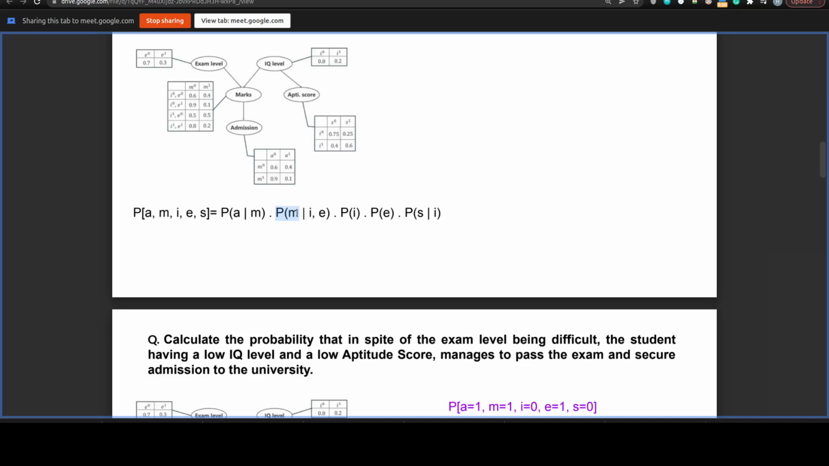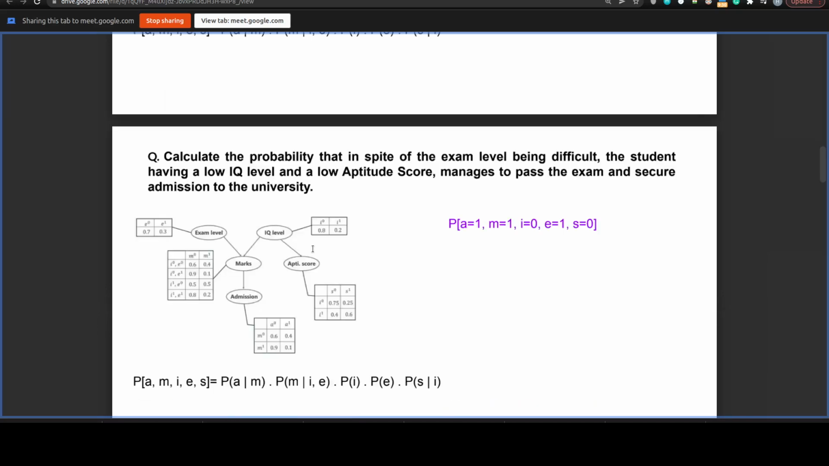So what they're saying is P of A equal to 1, that is he gets the admission, and he has a low aptitude score, that is S is 0. Then low IQ level also, that is I is also 0. Then difficult exam, so E equal to 1, and he is able to pass the exam, so marks would be 1, so M equal to 1. If we decompose this, we want this.